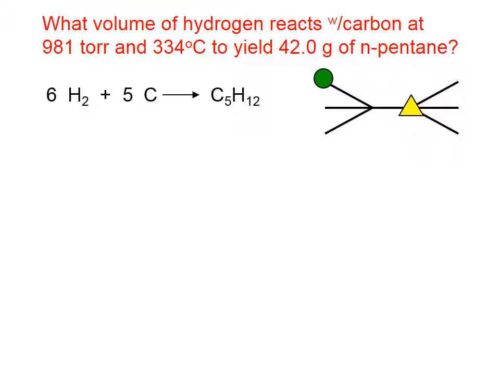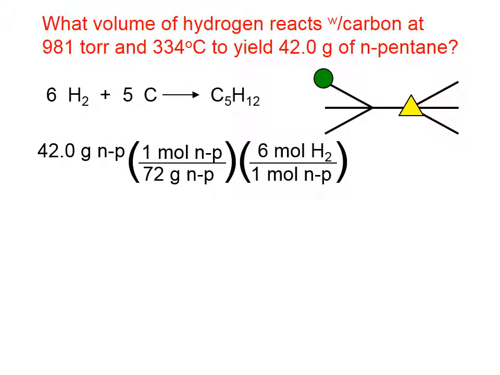And once we have moles of hydrogen, that's the variable n in our ideal gas law equation, then we can use the pressure and the temperature to find the volume of hydrogen. So let's go ahead and move from grams of pentane, which is the green circle up here. We're going to need 1 conversion factor to go to moles of pentane, and then 1 conversion factor to go from moles of pentane to moles of hydrogen.